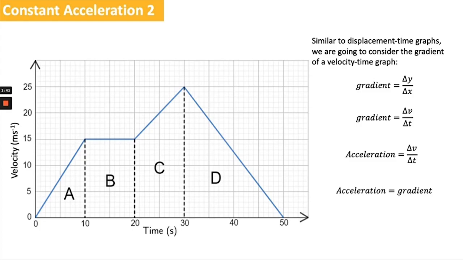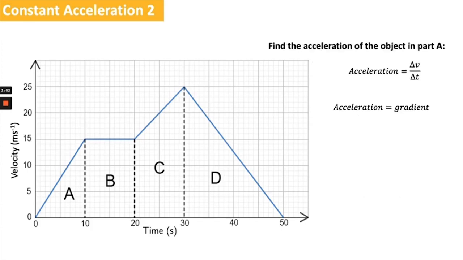If you have a velocity time graph, and this is the most popular graph that we'll be working with in constant acceleration, the gradient will be the acceleration. So let's go ahead and find the acceleration. Looking at part A, the change in velocity from the beginning of part A to the end of part A is positive 15. The velocity has gone from 0 to 15. The change in time is 10. It took 10 seconds for this to happen. So 15 over 10, that gets us an acceleration of 1.5 meters per second squared.